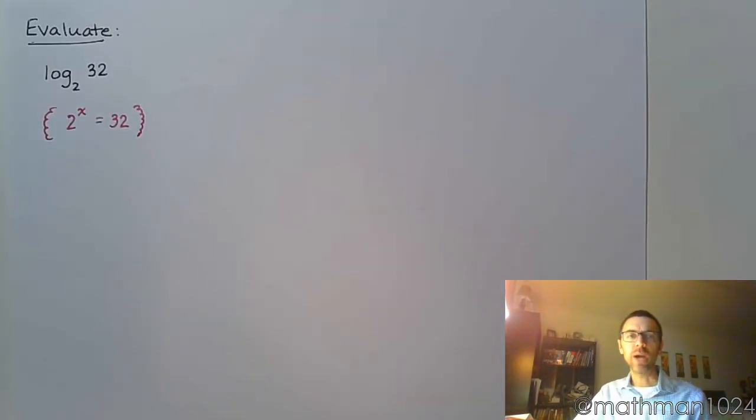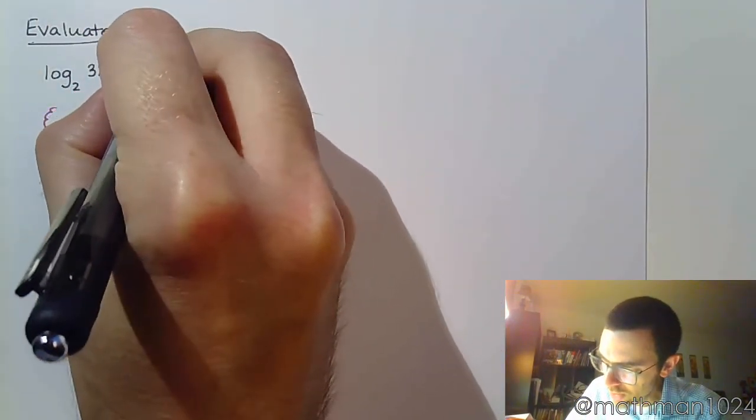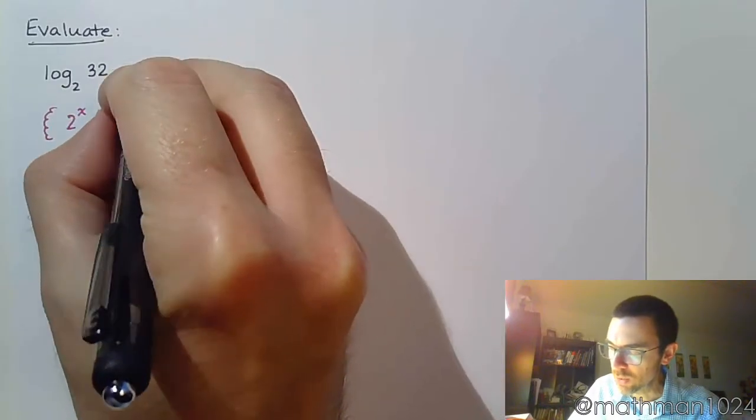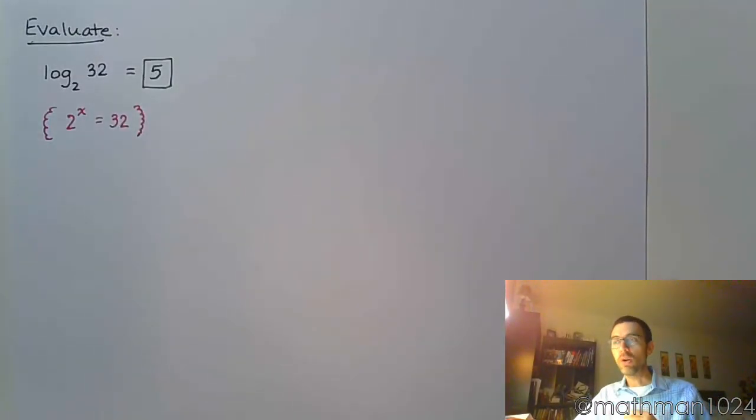And if you look at your list of powers, you see that if you go all the way down there, 2 raised to the 5th power is going to equal 32. And this is going to be one of the guys that we see over and over and over again. I like to use this guy a lot. So yeah, make sure you know your powers.